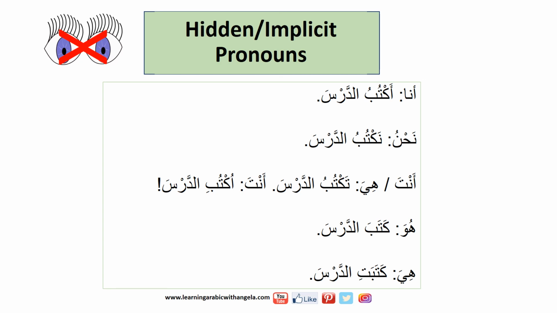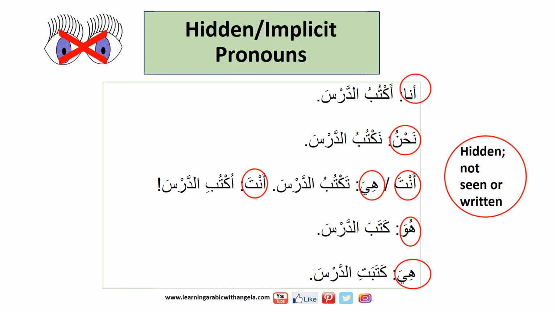But when we say اكتب الدرس, that means you write the lesson. Because we know for هي it would be اكتبي with the ya. And كتب الدرس, that means هو كتب الدرس. And كتبت الدرس, that means هي كتبت الدرس. So in all those examples, we did not see the pronoun, but we deduced it from the meaning. So the pronoun is hidden or implicit. I've circled the pronouns here in red. So all these pronouns are hidden. They're not seen or written anywhere, and we call this type of pronoun الضمير المستتر, the hidden or the invisible pronoun.